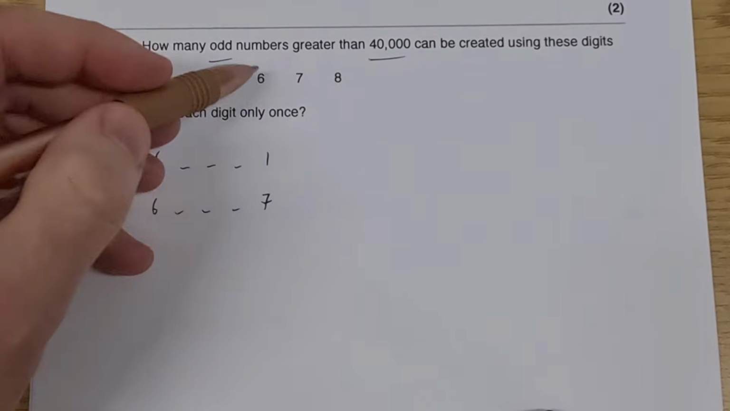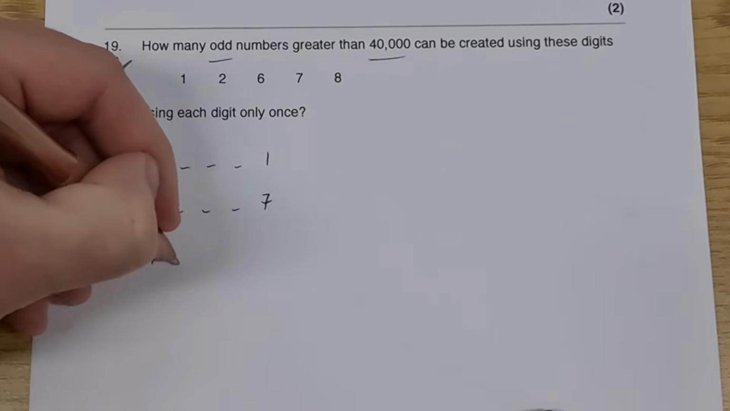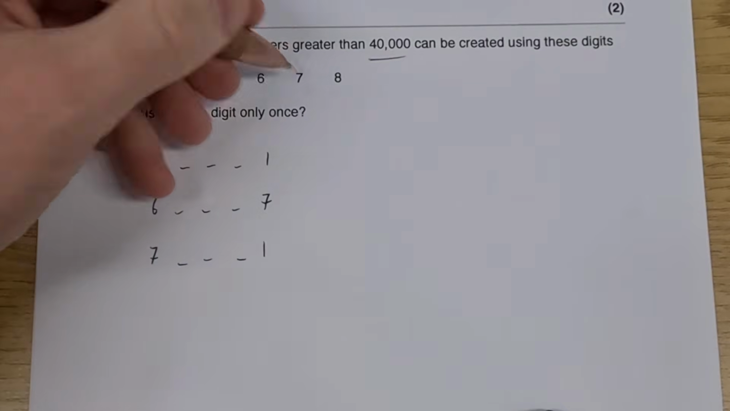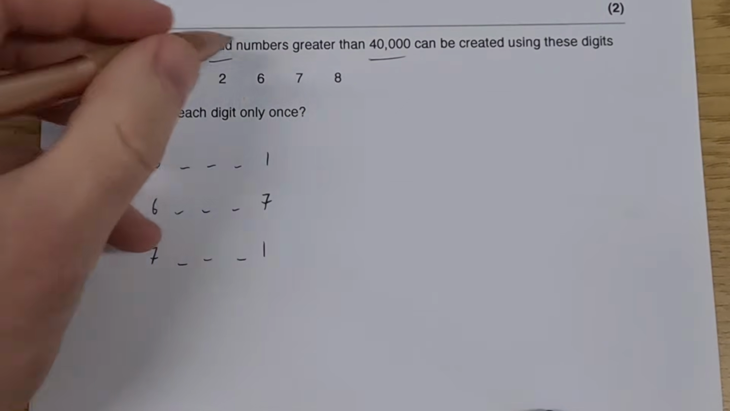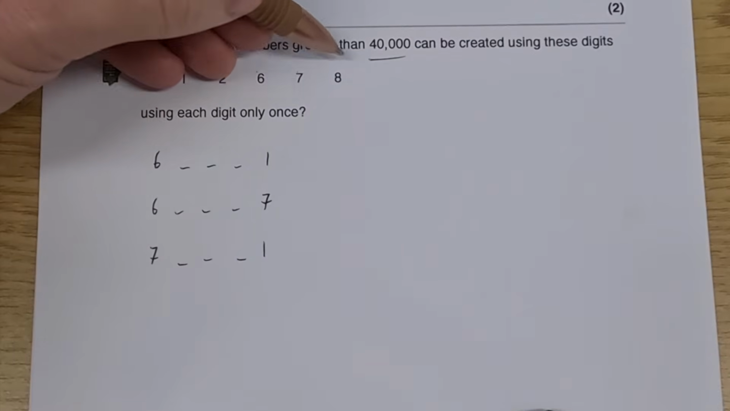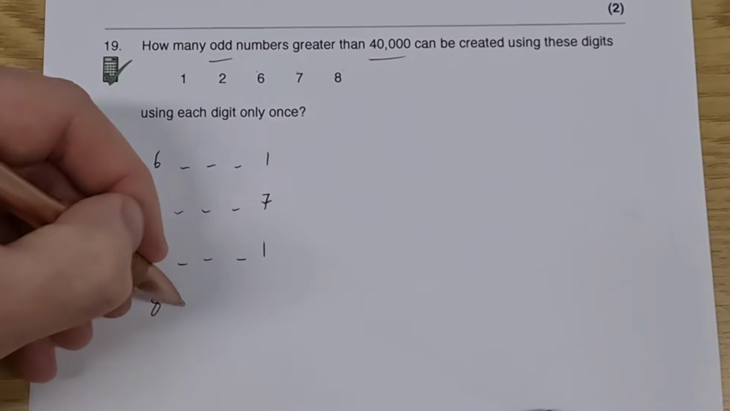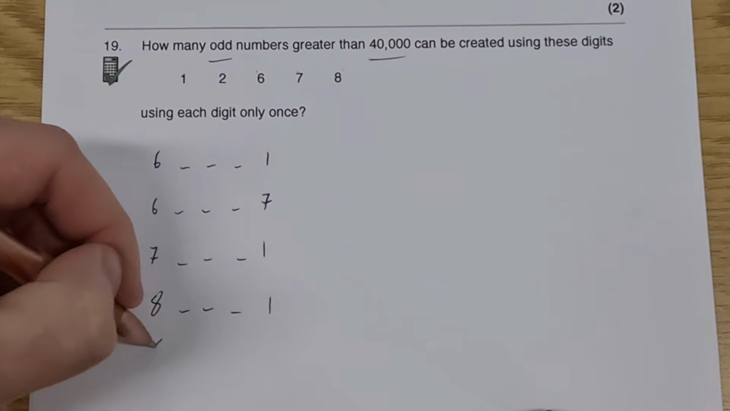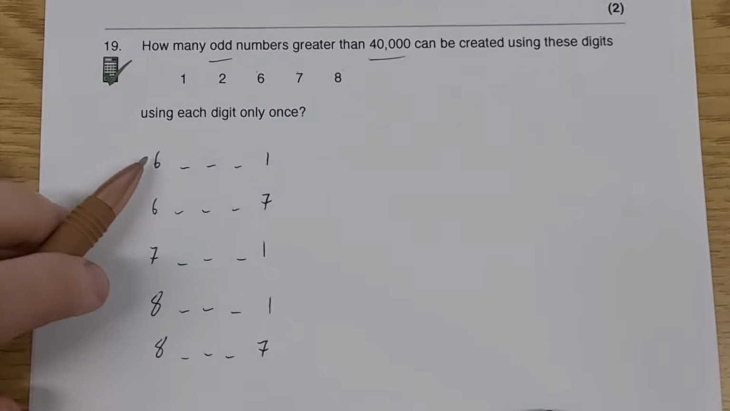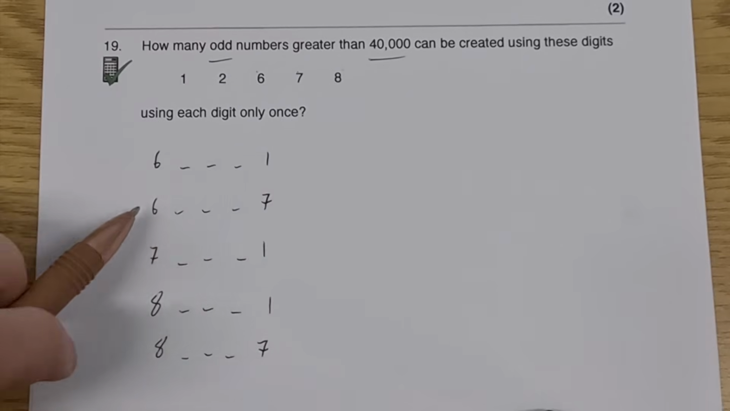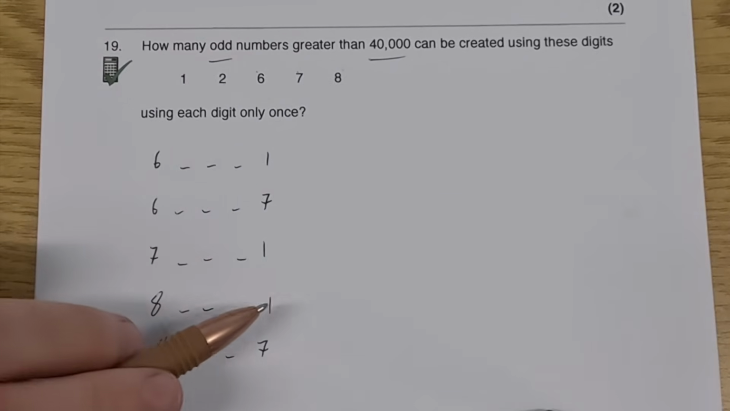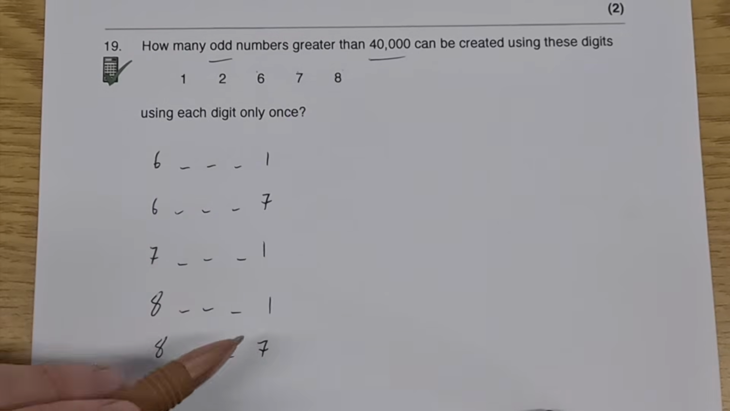Options beginning with 7: we could have 7, then blank, blank, blank. But it's got to be odd, so it has to end in 1. It can't end in the 7 because there's only 2 odd digits, 1 and 7. Then the numbers beginning with 8 would be 8, blank, blank, blank, 1, and 8, blank, blank, blank, 7. So our numbers can either begin with a 6 and end in a 1, begin with a 6 and end in a 7, begin with a 7 and end in a 1, begin with an 8 and end in a 1, and begin with an 8 and end in a 7.